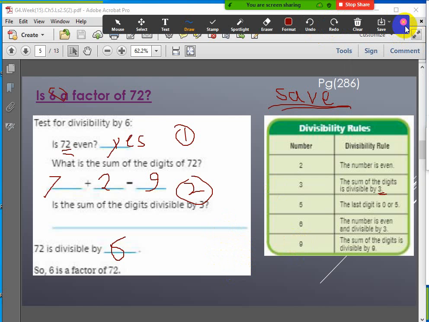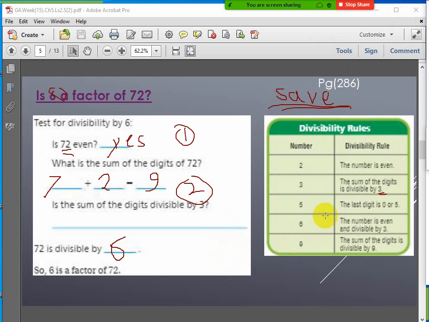Okay girls, the period is finished. So we will continue tomorrow and explain the rules tomorrow. Just today I wanted you to save those rules. You have to save this table, and tomorrow we will do more exercises about it.